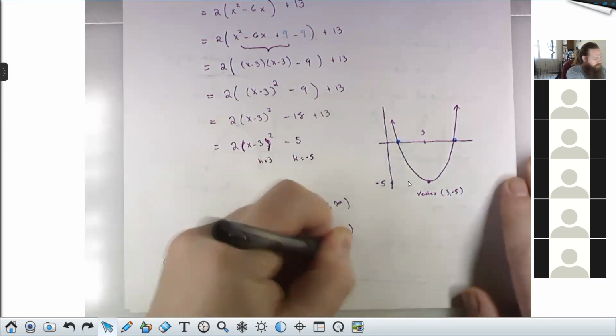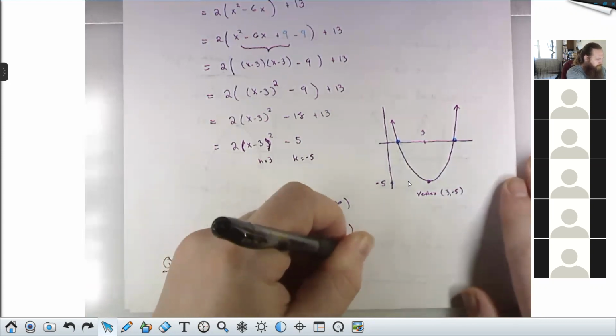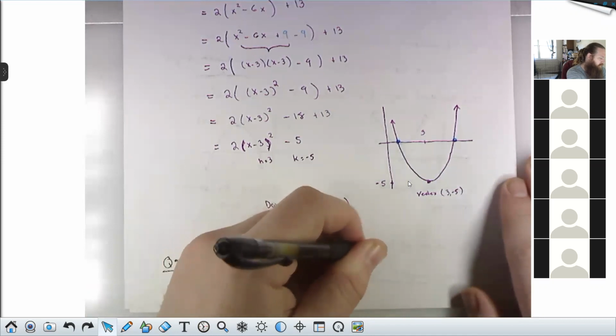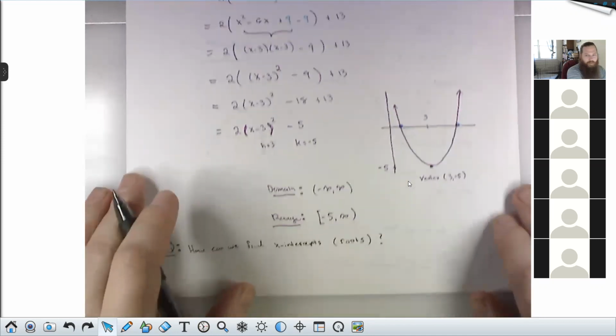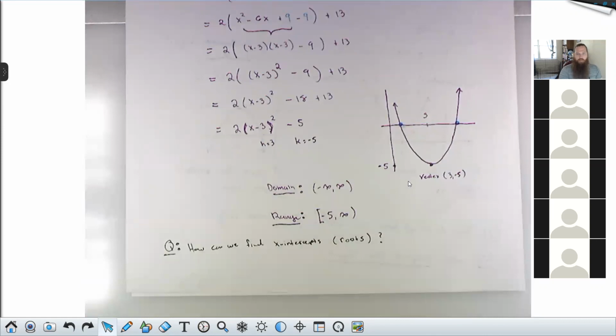Which I will be calling from today on by the word roots. Root is another name for x-intercept. There are still other names for them, zeros sometimes, or solutions to the equation f of x equals 0. You can call them whatever you want, but I'll be calling x-intercepts roots.